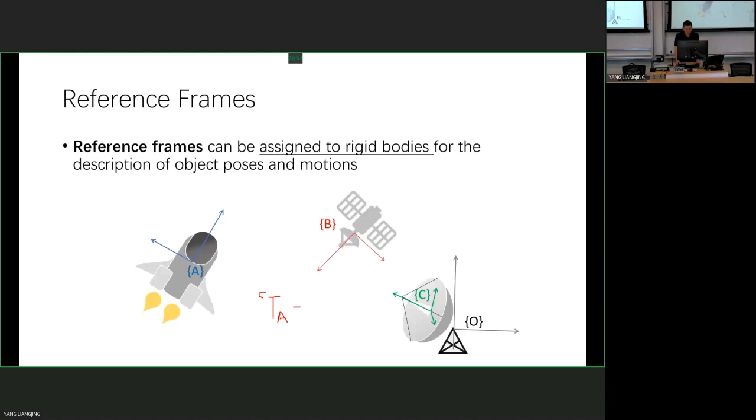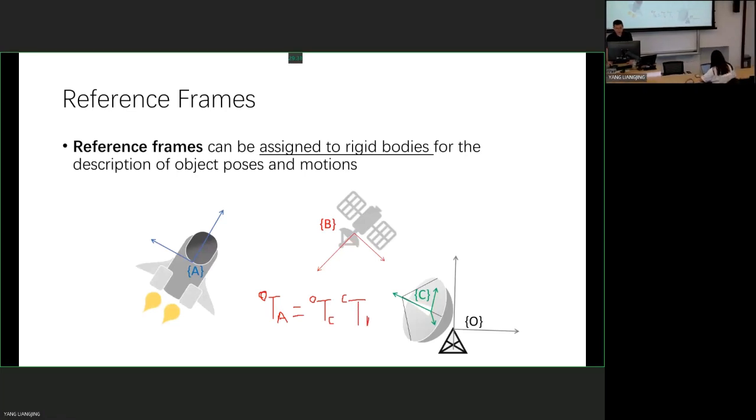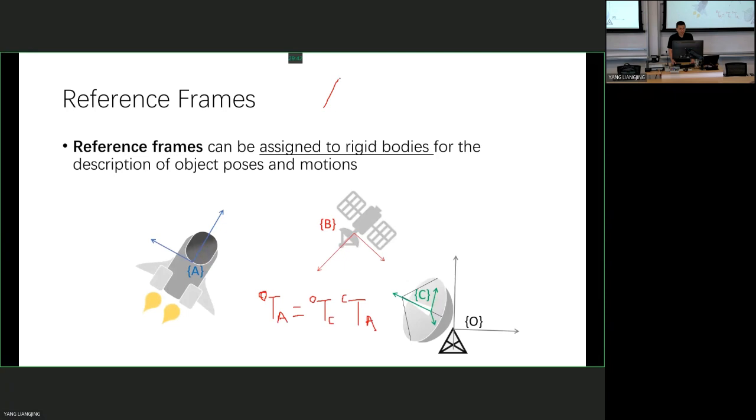Okay, so let's say I'm interested in the position of A with respect to the origin, frame 0. And I have this information of my origin to my C frame, and I want to really find 0TA. So I can actually use this matrix multiplication to get this result. It's like vector addition. I'm sure you guys did vector addition even in your high school time.